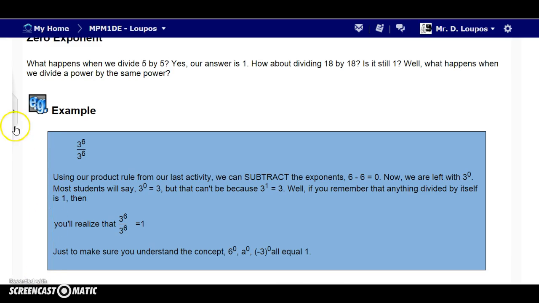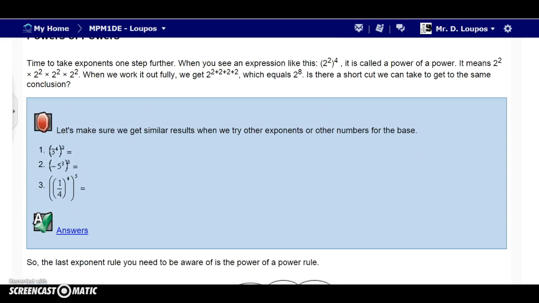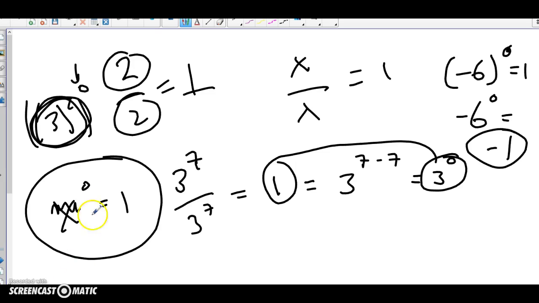The second rule is the power of the power rule. We looked at the multiplying rule: when you multiply exponents with the same bases, you add the exponents. When you divide, you subtract. And when you have a power of a power, you multiply. I like to think of it as you go down one level of operations, kind of.